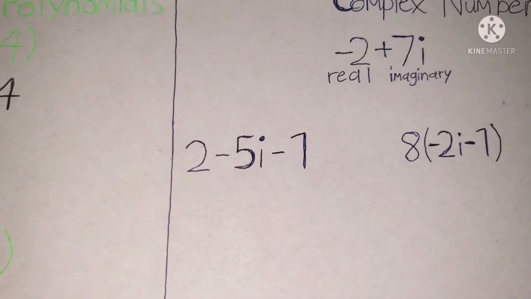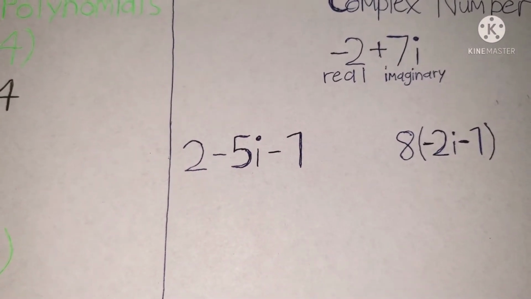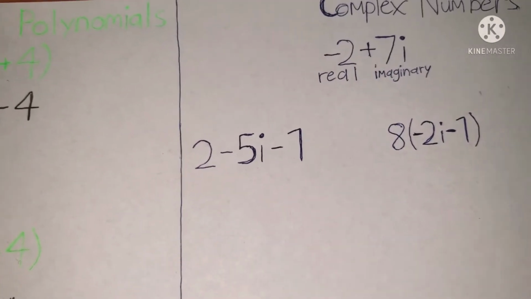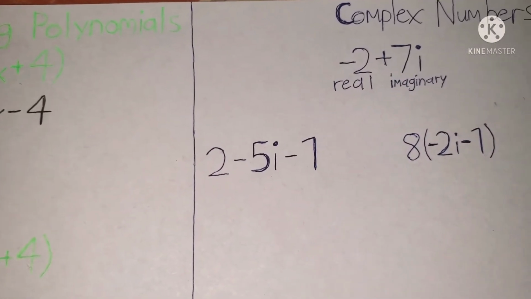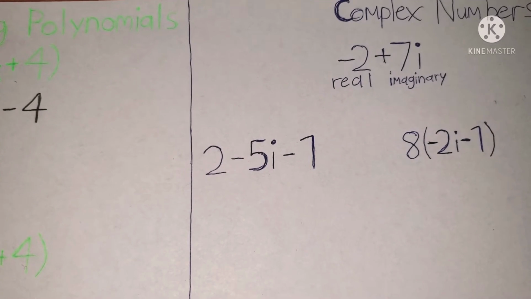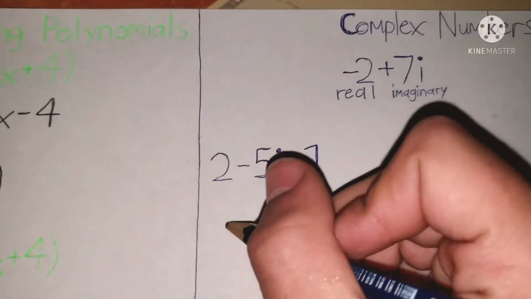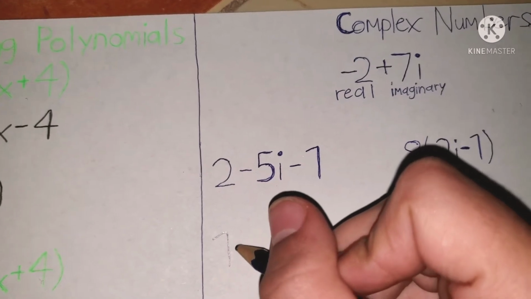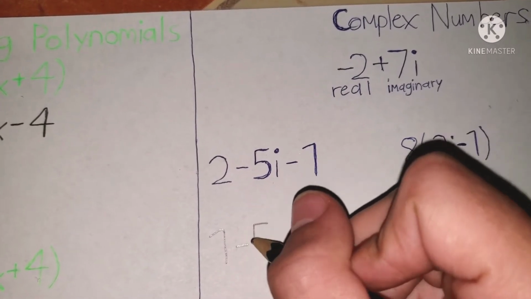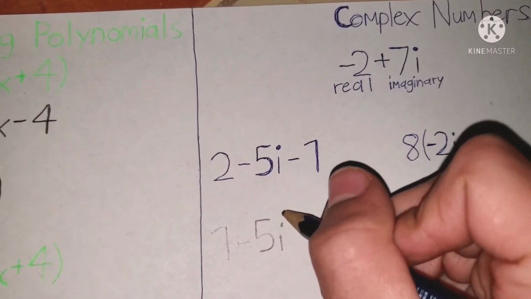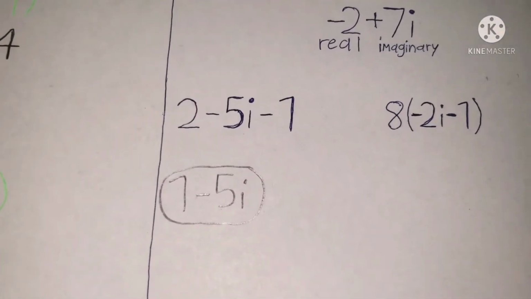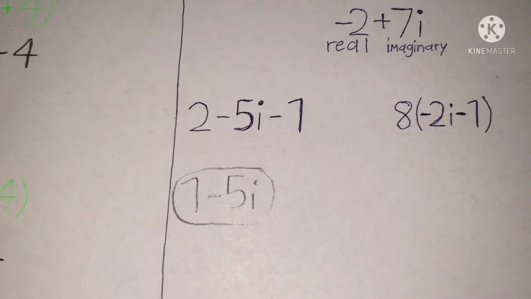Okay, so 2 minus 5i minus 1. Now what do you do here? Well, the 5i would stay the same, but negative 2 or positive 2 minus 1, it's going to be 1. And the 5i will stay the same, so it's negative 5i. Easy stuff here. So this is the answer, 1 minus 5i.